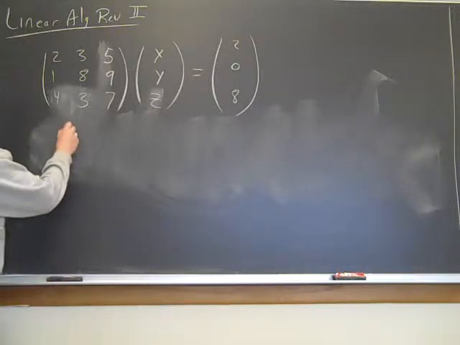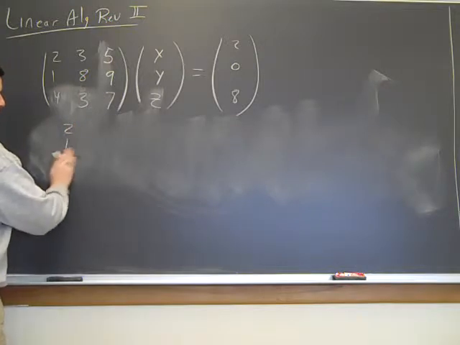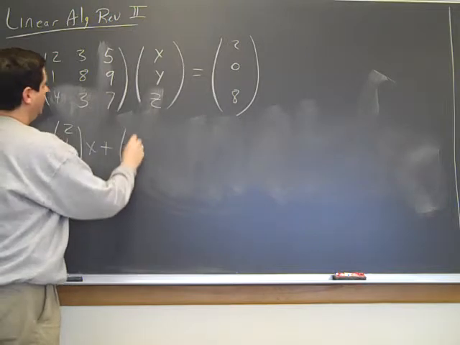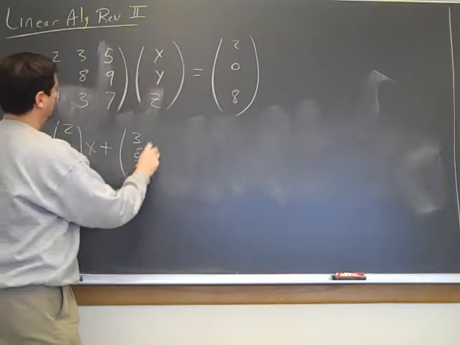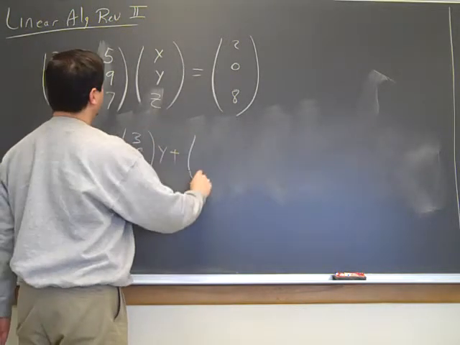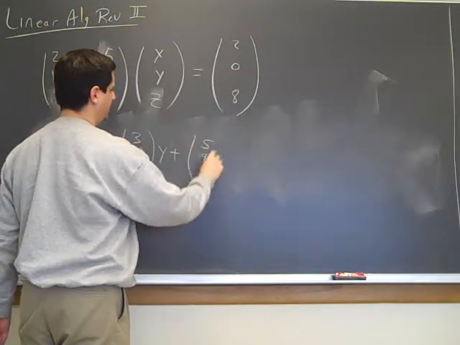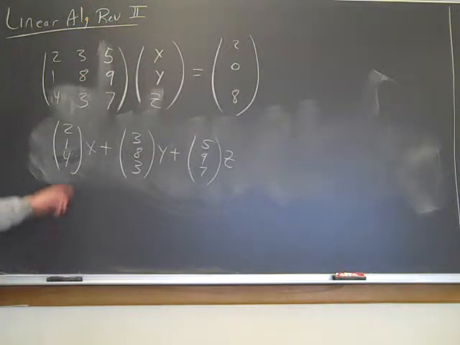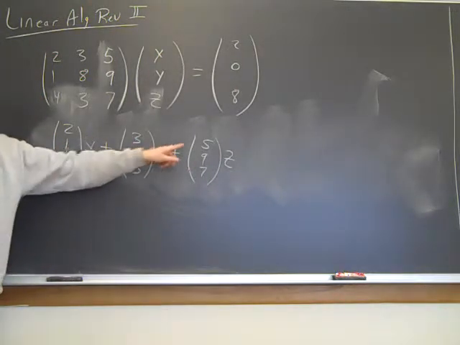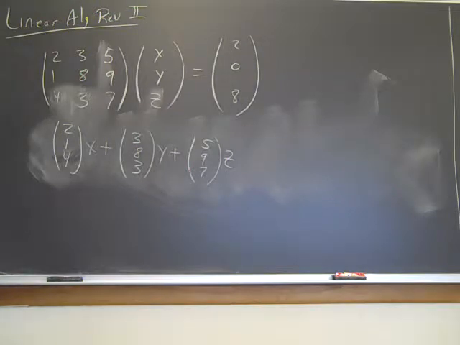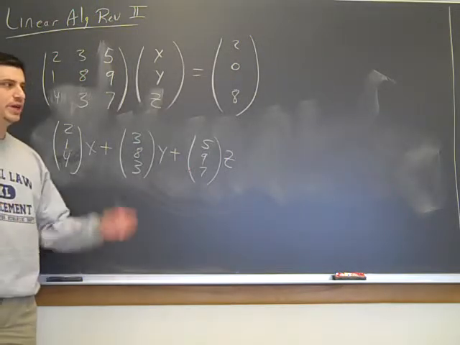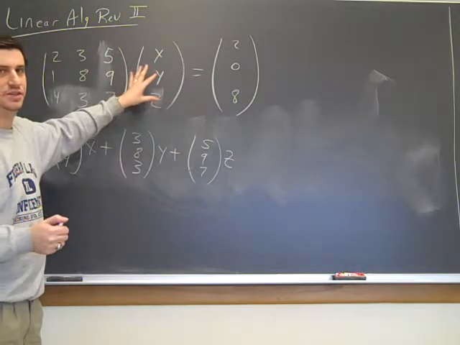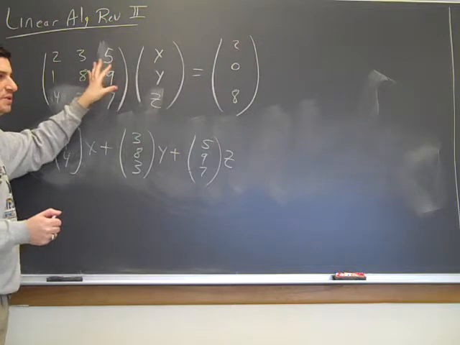So let's look. We have 2, 1, 4 as my first direction, right? Then we have 3, 8, 3 as my second direction. And then we have 5, 9, 7 as my third direction. This vector plus this vector equals this vector. Right? I don't have three different directions. So when I'm looking at the possibilities, this is going to give me a plane.